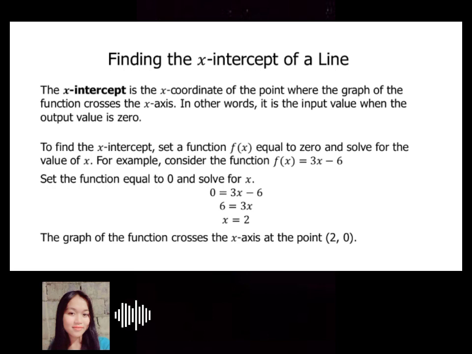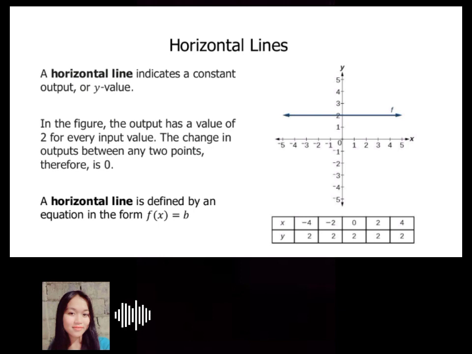Now this time, let's talk about horizontal lines. What is it? A horizontal line indicates a constant output or y value. In the figure, as you can see right there, the output has a value of 2 for every input value. The change in outputs between any 2 points, therefore, is 0. A horizontal line is defined by an equation in the form f of x equals b. So that is horizontal lines.